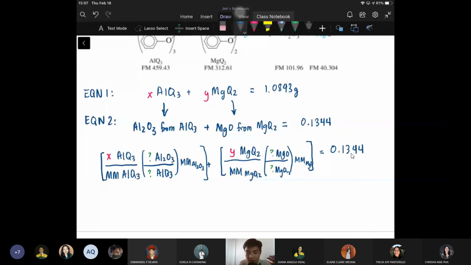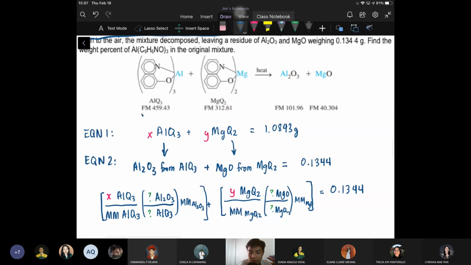May mga molar masses andito na. Ito yung AlQ3, MgQ2, aluminum oxide, and magnesium oxide. Okay? So, mahirap yung problem pero pag inulit-ulit nyo, madali na lang talaga siya actually. Sa una lang siya intimidating, pero sa dulo hindi na. Okay? So with that, we are done with our review session.